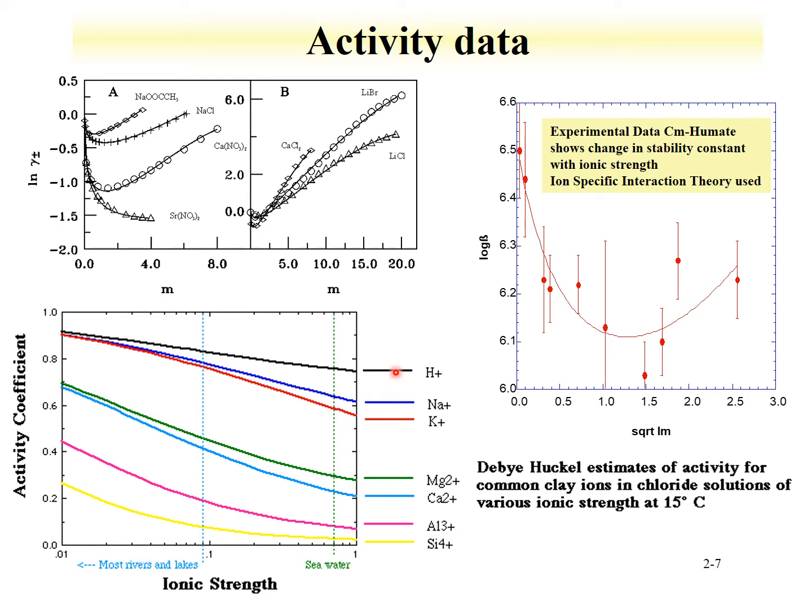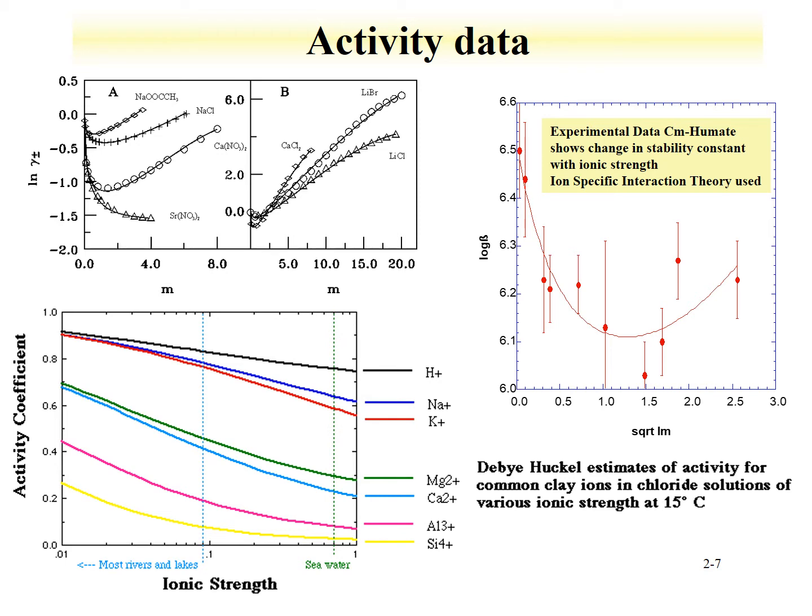different ions. And some of the trends that are obvious here is that the monovalent proton, sodium, potassium, have activity coefficients that are higher than the divalents, and then those divalents are again higher than the trivalents. So there are some trends that can be identified.